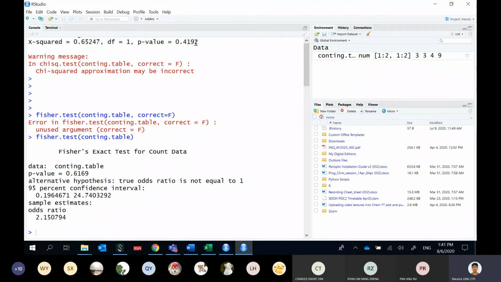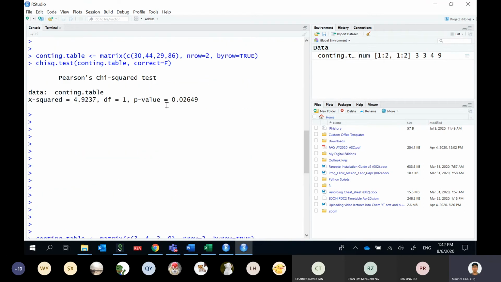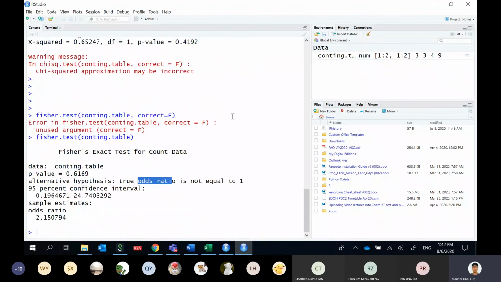Okay. Similarly, this is the chi-square p-value 0.149, which then you reject. No, you fail to reject the null hypothesis. Fisher exact test also fails to reject the null hypothesis. It just gives you the alternate hypothesis that the true odds ratio is not equal to 1. Remember, this goes back to using odds ratio. In fact, even up to this point, it's still a test of odds ratio. Is the odds ratio significantly different from 1?